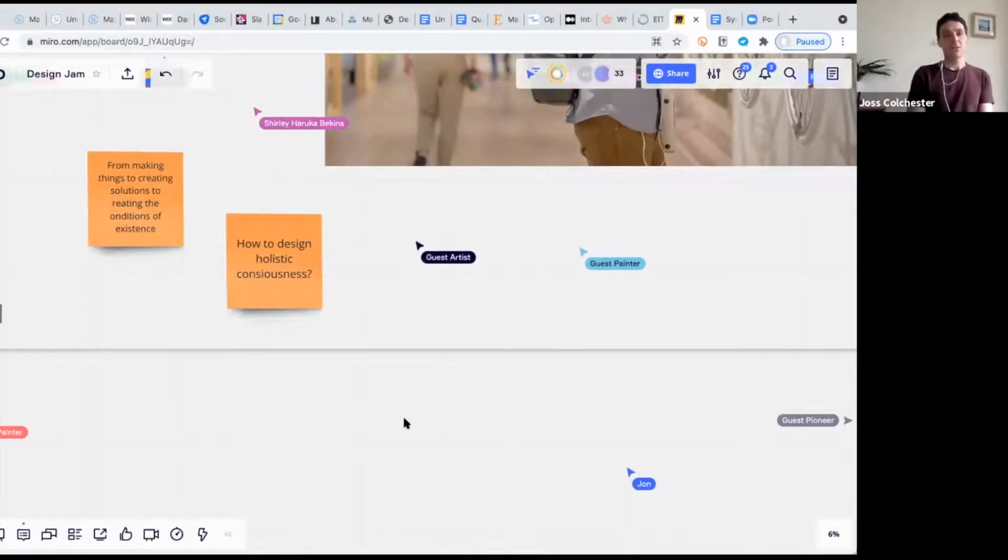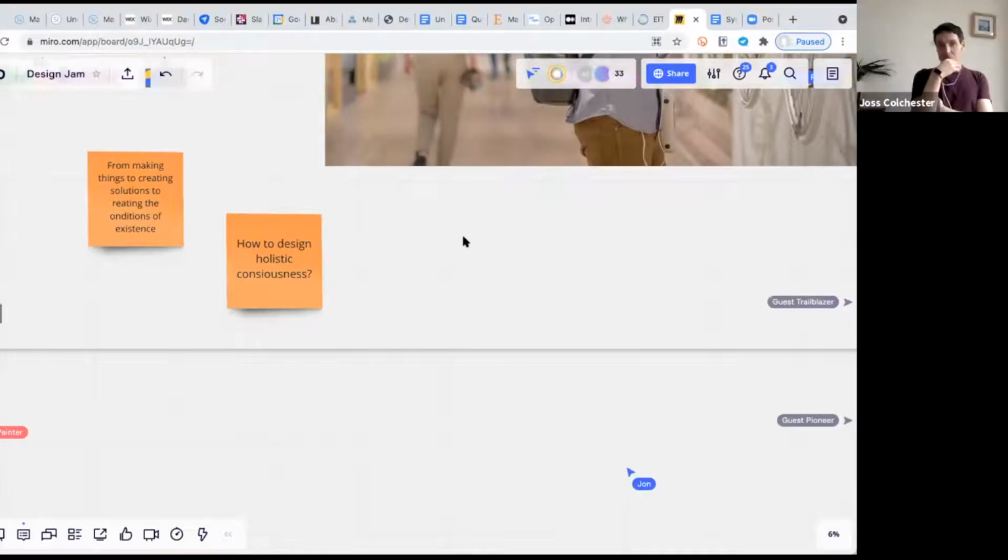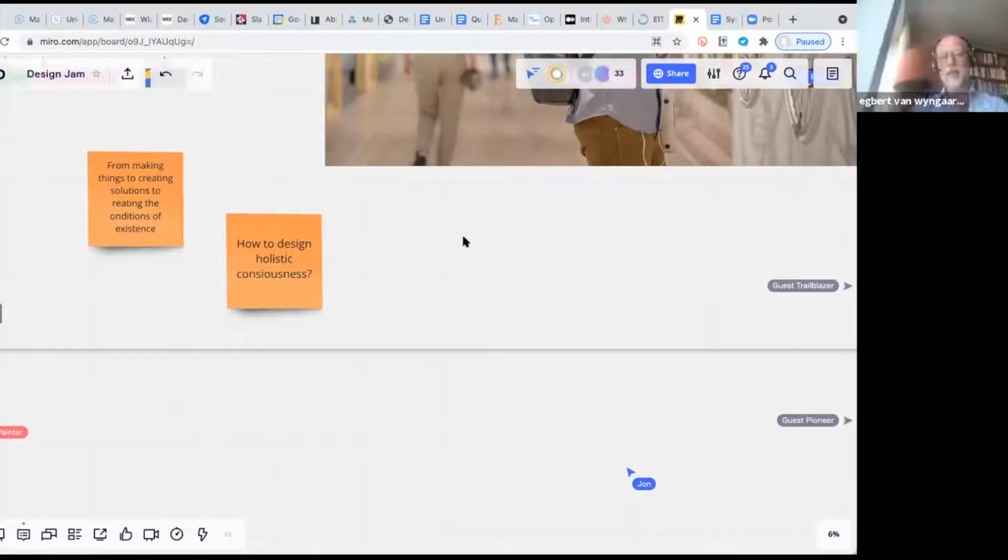Creating the conditions of existence? Yeah, in the sense that we can really now design the way things work in the world, not only for us, but for all living beings here. And we have to design solutions for life on the planet to subsist. So that's quite a big and fascinating challenge in a way. And that's why I also wrote the other one, how to design holistic consciousness.